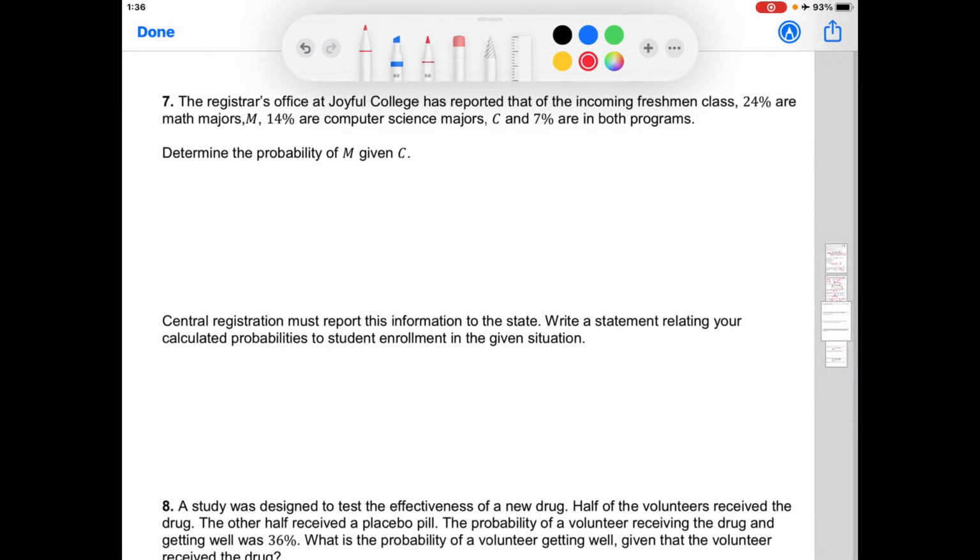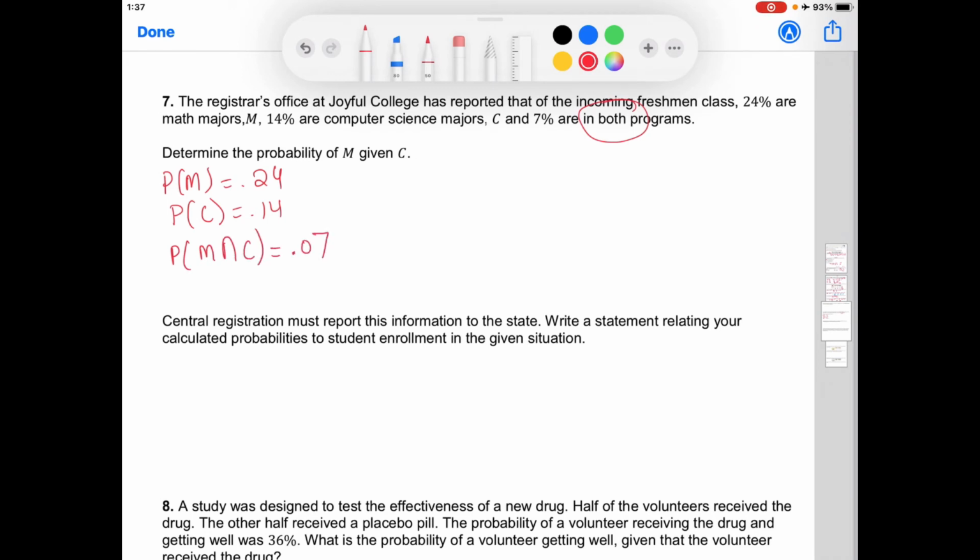The registrar's office at Joyful College has reported that of the incoming freshman class, 24%, which is 0.24, are math. So probability of math is 0.24. Probability of computer science, 14% is computer science, so that would be 0.14. And then it's saying 7% are in both programs. Both has to do with your operator and, so probability of math and computer science is 0.07.